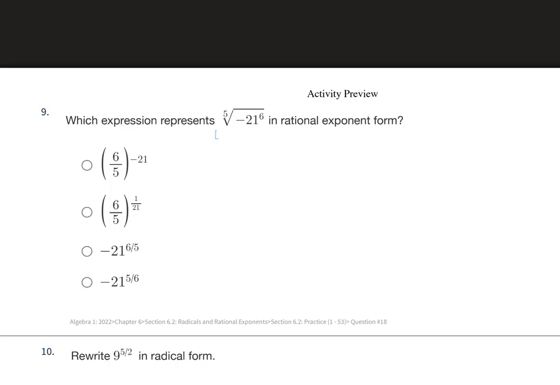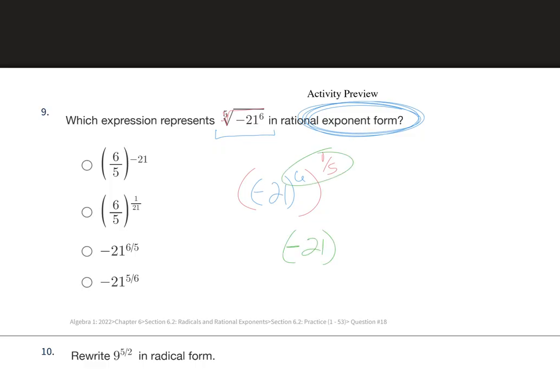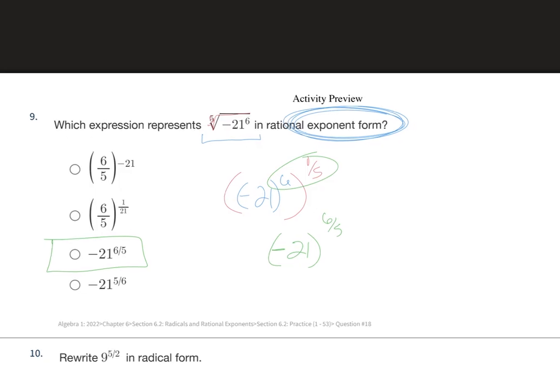Which expression represents this in exponential form? Well, -21 to the 6th power is going to be raised up to the 1/5 power. That's this radical part right here. And then pretty much you just multiply the powers. So it's -21 to the 6/5 power, which is right here. And if you're wondering about 6/5 to -21, no, that is a complete flip-flopping of what we got here, and not how that works at all.